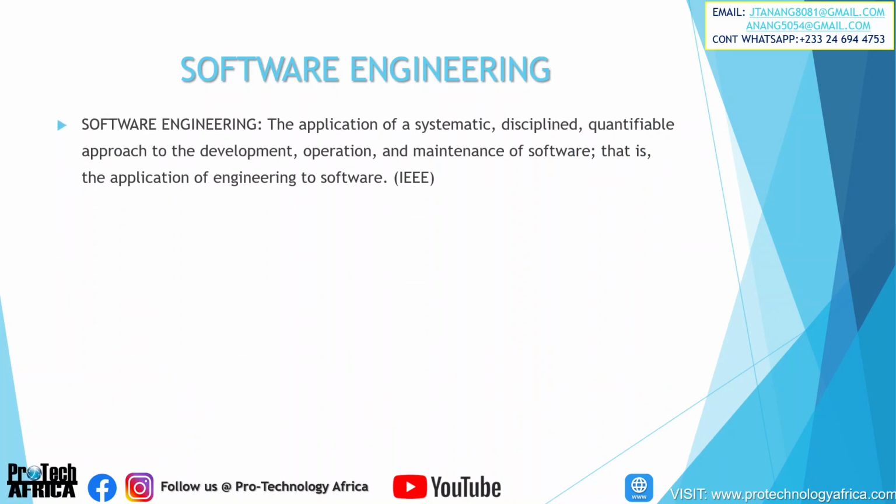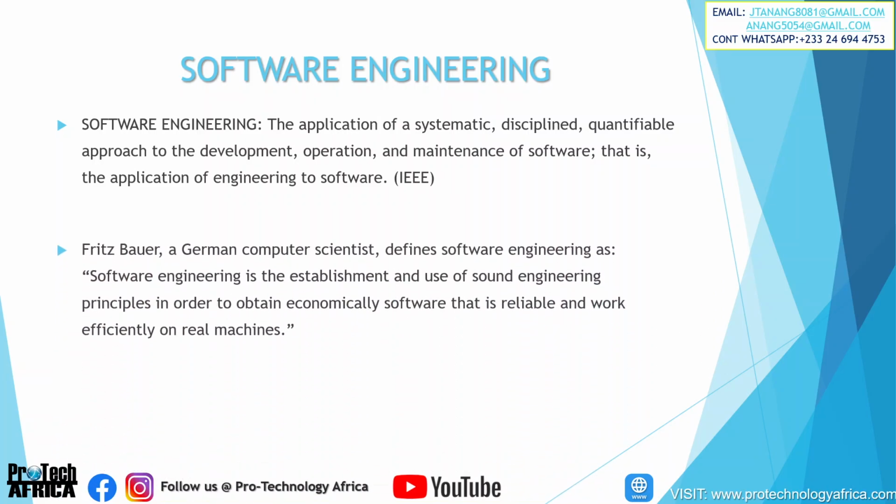So now let's take the full definition of what software engineering is. I've given three definitions, and the first one is from the IEEE, which says it is the application of a systematic, disciplined, quantifiable approach to the development, operation, and maintenance of software. That is the application of engineering to software. So this is the definition that IEEE gives us. And then let's consider the second one.